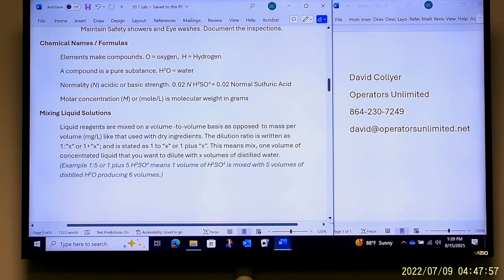You also have units of normality. That is a slanted N, and that is the acidic or basic strength. So if you have 0.02 N H2SO4, that is sulfuric acid with a strength of 0.02 normality. It's a very weak sulfuric acid. Molar weight is a slanted M, or moles per liter. This is a molecular weight in grams.